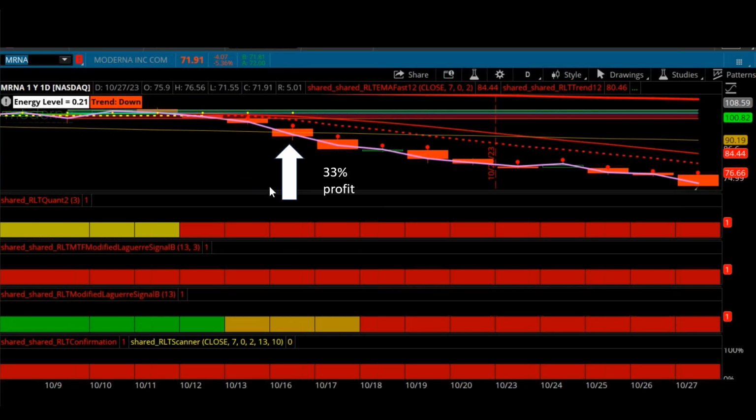Moderna, obviously shorts work too. This was Moderna coming off of a dynamic compression zone. See this shading? Right here it is coming out right here. This is where we bought it. This is the daily chart. Took this for a 33% profit on Moderna. It just keeps on going down.